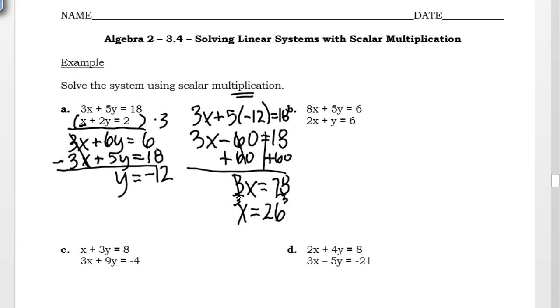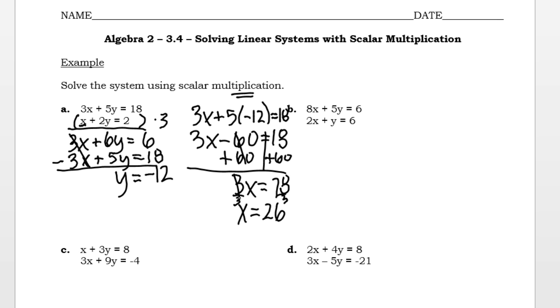So there's an extra step. We have to multiply to make a match. But after we multiply, it's the same thing we did last lesson. Same subtract, opposite add. Find one variable, plug it back in, find the other. We'll do another example. Again, I have no match. 8 and 2 do not match. 5 and 1 do not match.